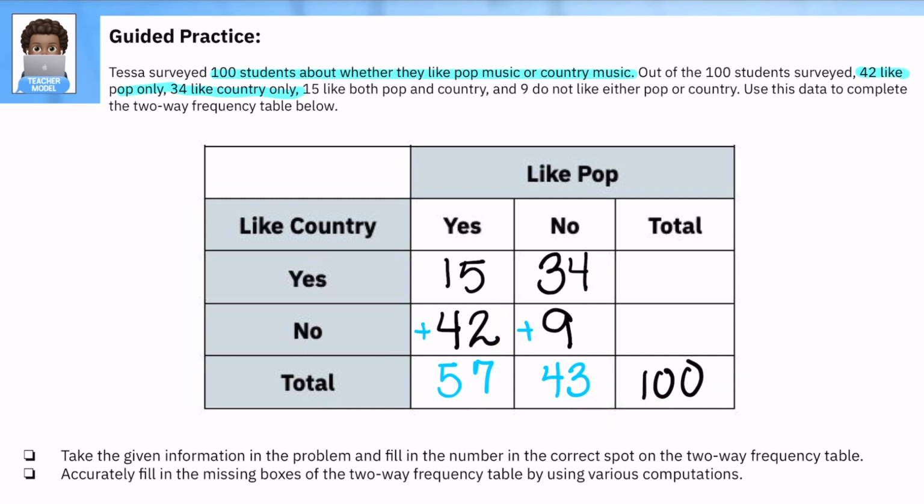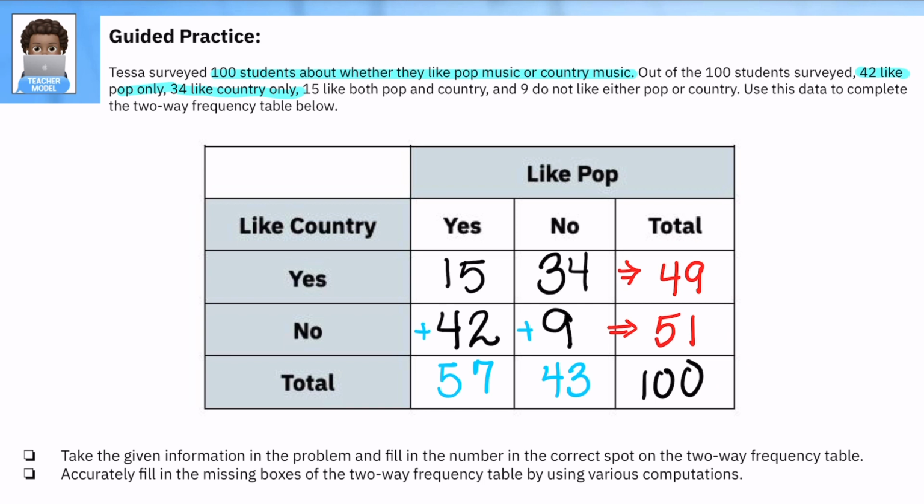Great. So now we're going to do the same thing going in this direction. And so when you add these two together, you're going to get 49. And when you add the other ones together, you're going to get 51. All right, and that's it. And when you add these two numbers together, you will also get 100. And that is how we completed the rest of the frequency table.